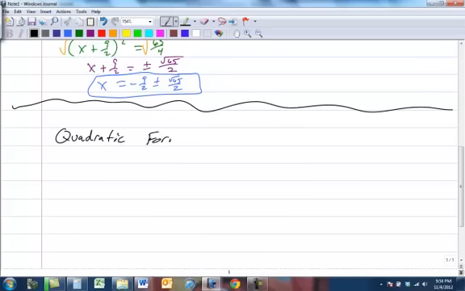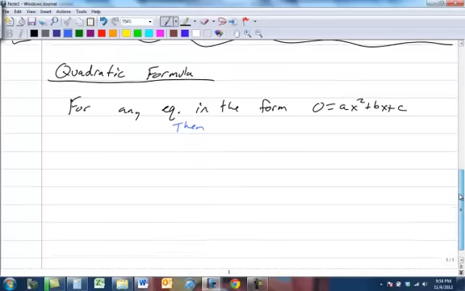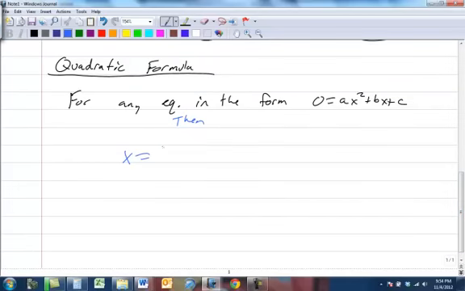Quadratic formula is for any equation in the form 0 equals ax squared plus bx plus c. Then, and here it is, x is equal to the opposite of b, plus or minus the square root of b squared minus 4ac, all divided by 2a.